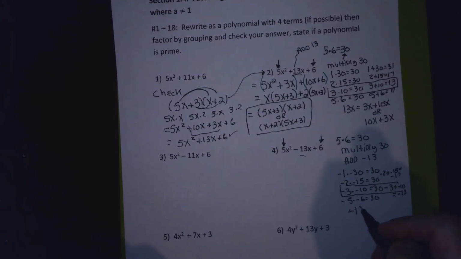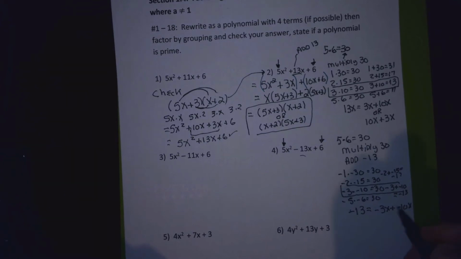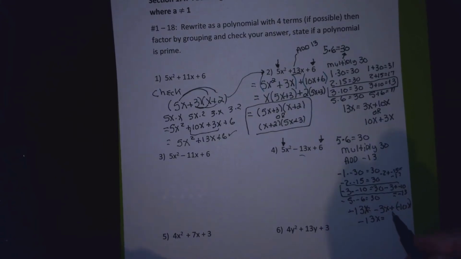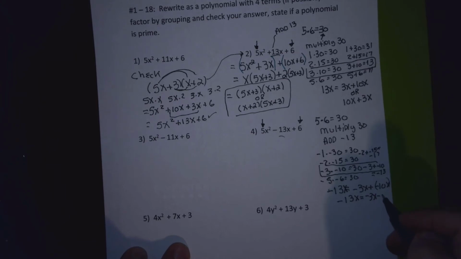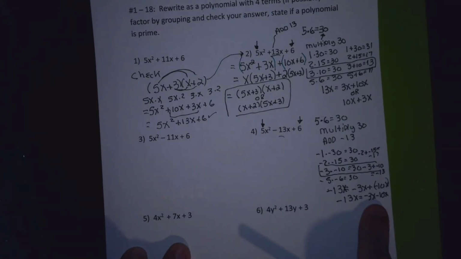I'm going to say negative 13x equals negative 3x plus negative 10x. And because plus a negative is the same as a minus, before I get into my problem, I'm going to say negative 13x equals negative 3x, and instead of writing plus a negative, I'm going to do minus 10x. I'm going to rewrite the problem with that minus 13x replaced with that.